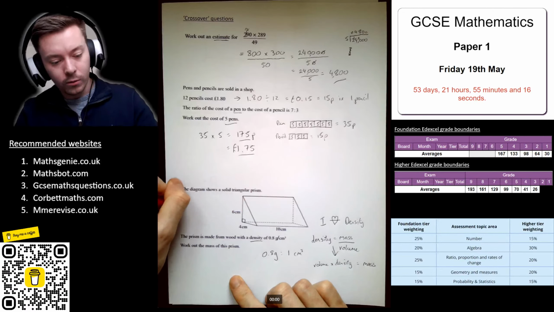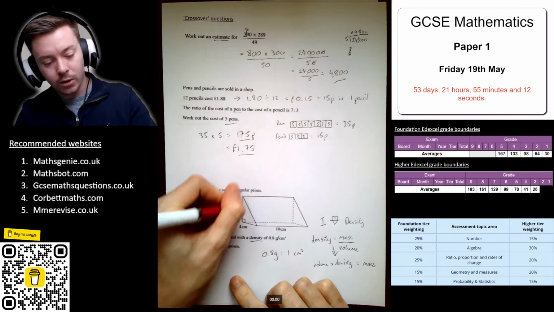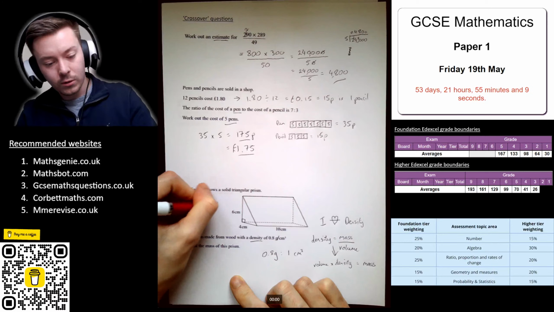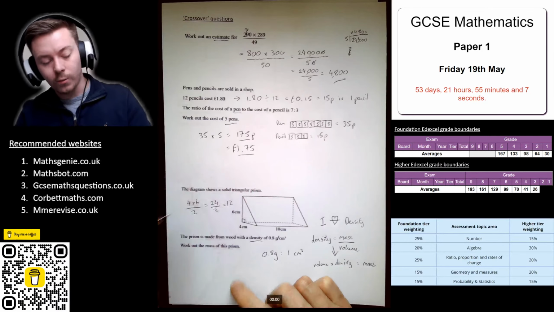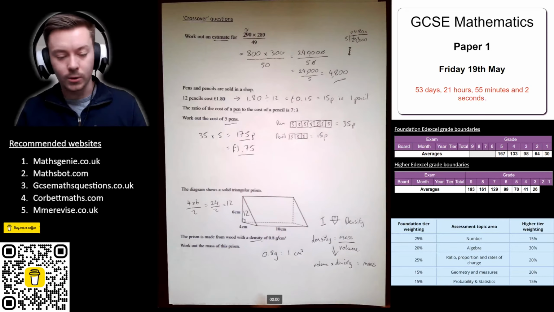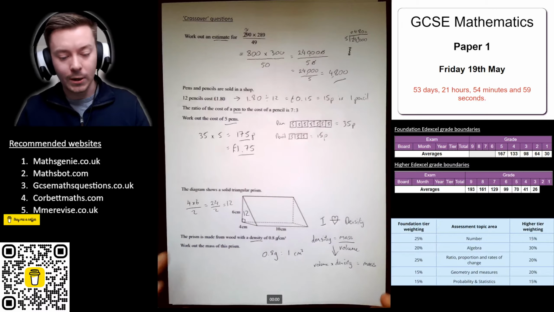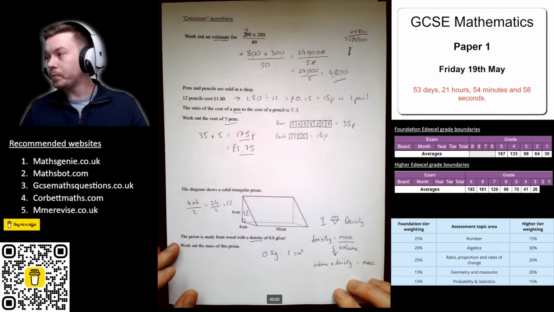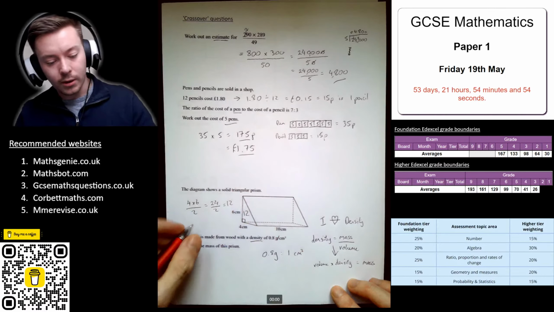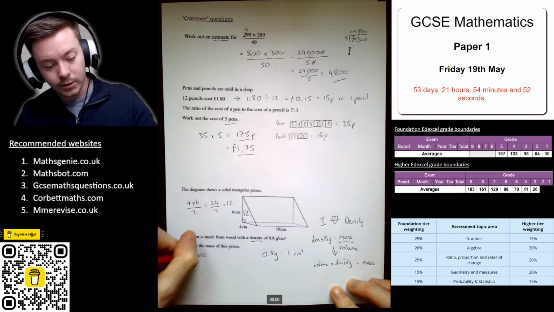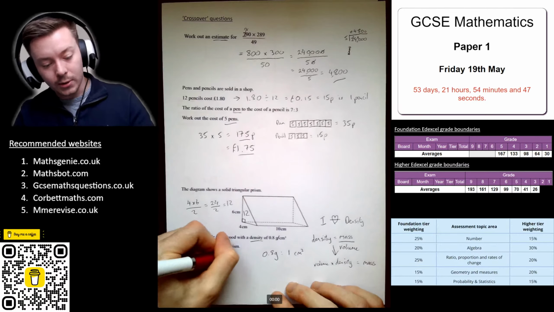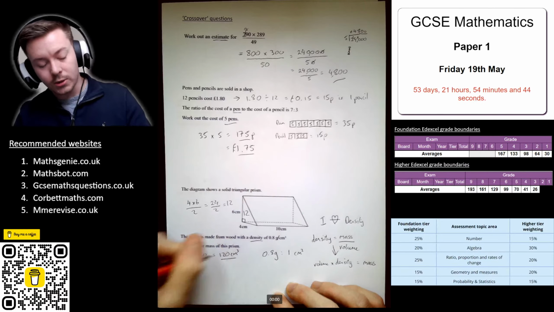Area of a triangle, 4 times 6, base times height, and half it. 4 times 6 is 24, divided by 2 is 12. I always like to write the areas inside whatever shape it is, because that is what the area represents, the space inside. 12 times 10 will then give me the volume, so 12 times 10 is 120. So that means that the volume is 120 centimetres cubed.